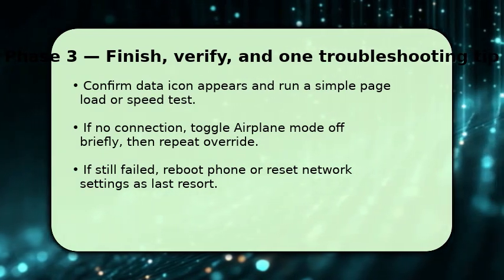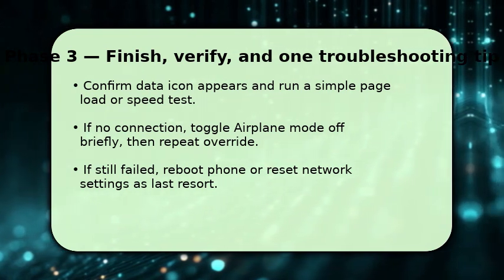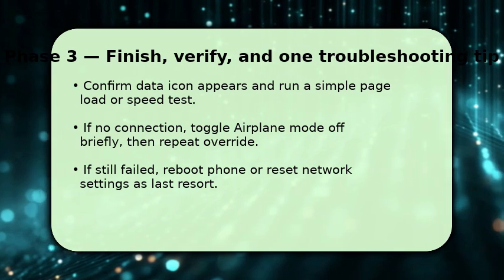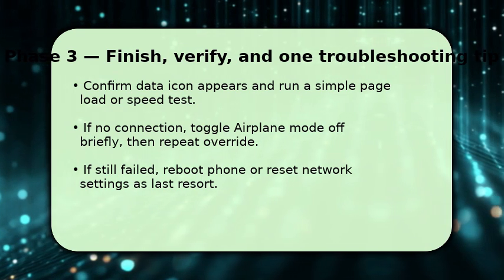If you don't see connectivity, turn airplane mode off for a few seconds, then repeat the override steps. Sometimes the radio needs a reset. If problems persist, reboot the phone or reset network settings to clear conflicts.